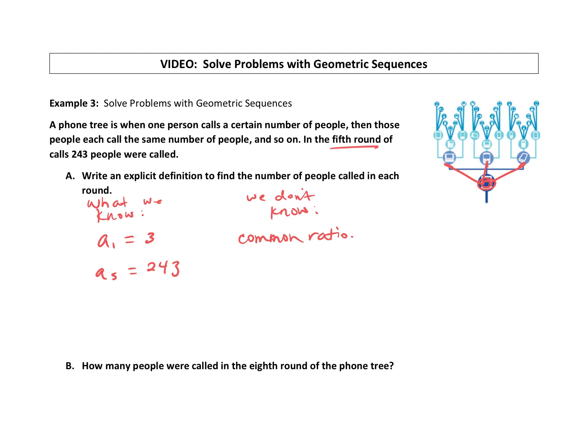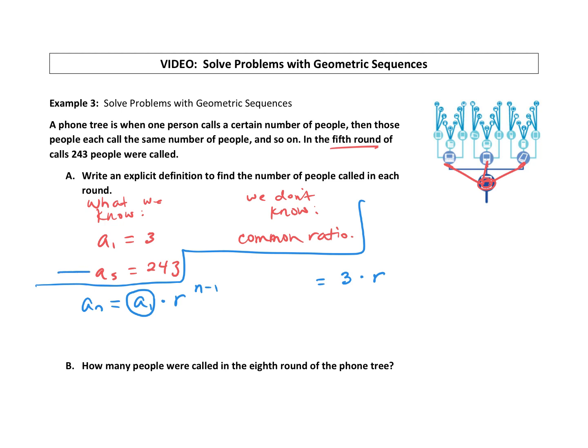So we're going to use what we know and solve for what we don't know so that we can write an explicit definition for the situation. So what that's going to look like is we are just going to follow our explicit definition: A_n equals A_1 times r raised to the n minus 1 power. And we're going to plug in the things we know. So we know that the first term is 3. So here's my 3 times. We don't know the common ratio. And then we know that the fifth term is 243.